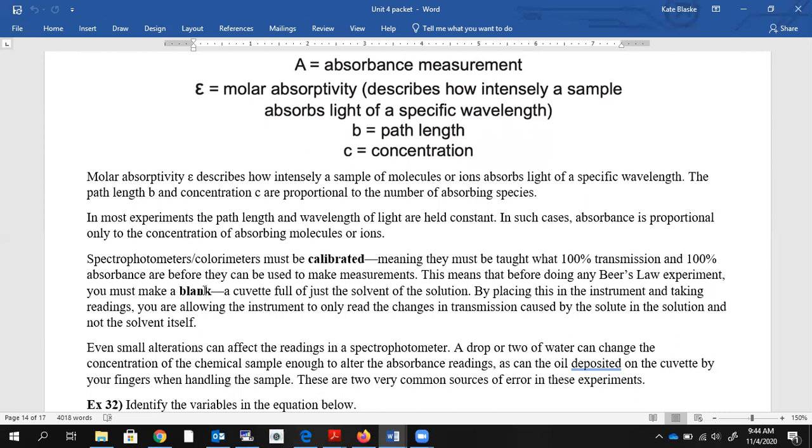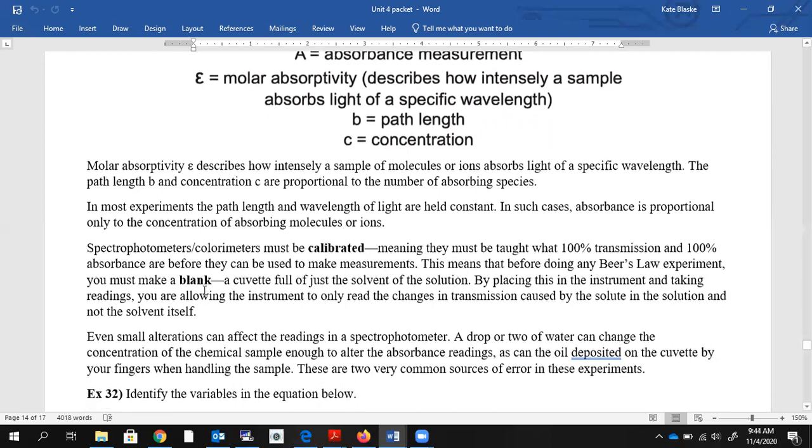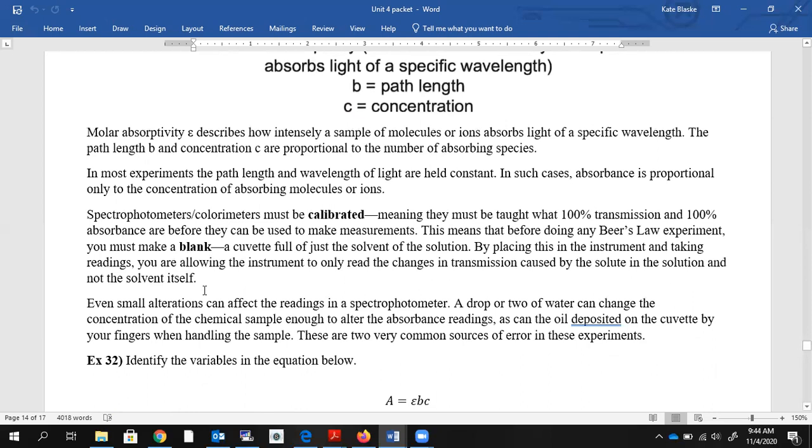So that we can teach the machine, this is what a zero concentration solution looks like. So any absorbance that you're getting from the solution, we want to subtract that out because we know it's not coming from the solute that we're trying to measure. Because these instruments are so specific and can measure these things fairly accurately, any small error can affect our results drastically. And this is something that AP questions like to ask you about: what could have caused this error.